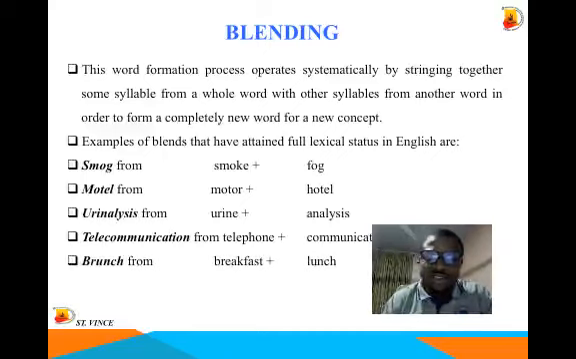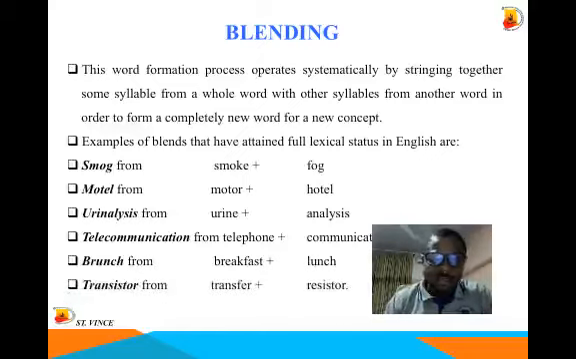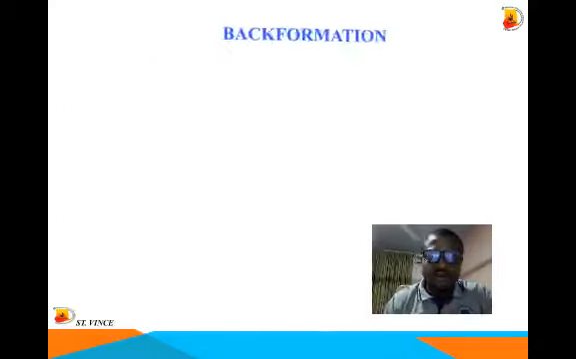So when you say brunch, it is when you take your meal between what? You combine breakfast and lunch. You're neither taking breakfast, and the time you're taking it is not time for lunch. So we say it's brunch. And we have a transistor, from transfer and resistor. So clearly you can see to transfer something and to resist something is different from a transistor that converts electric current from one source to another for easy powering.